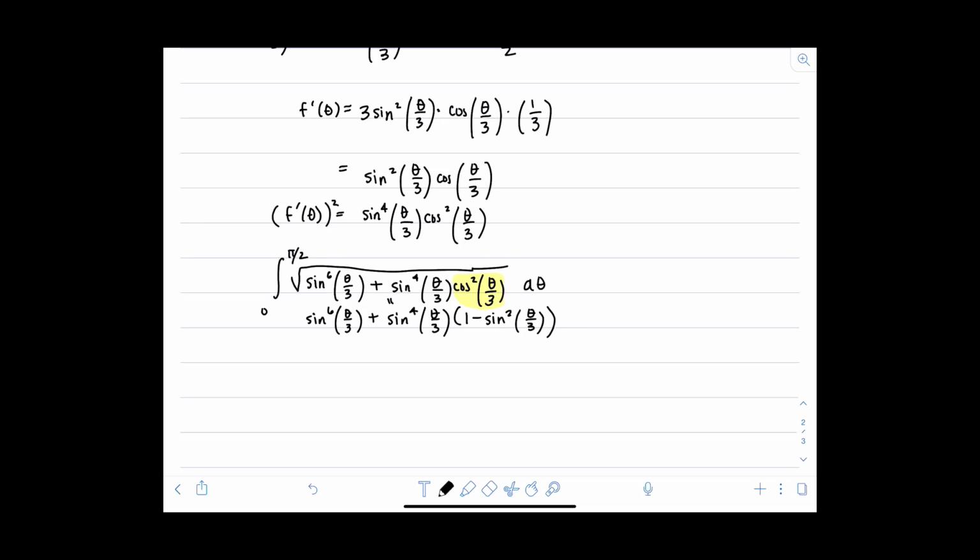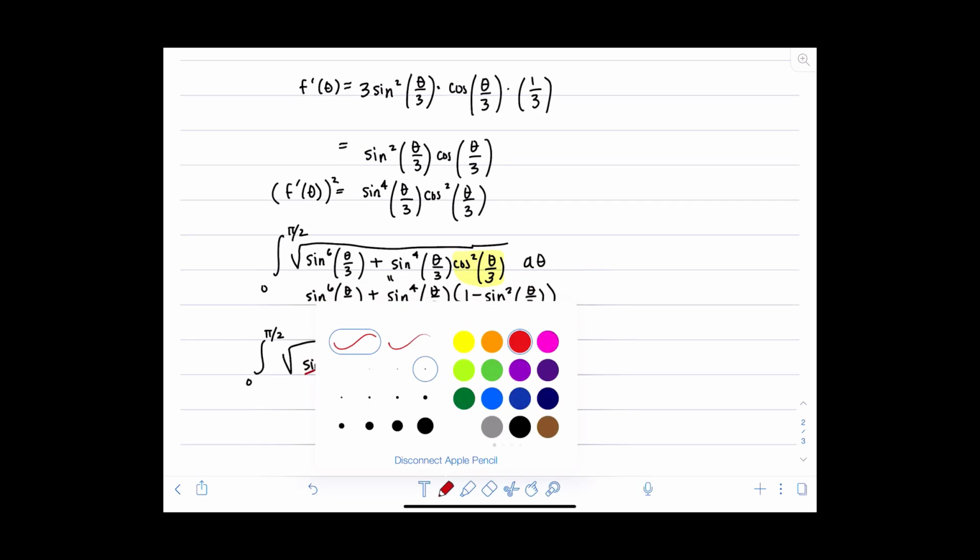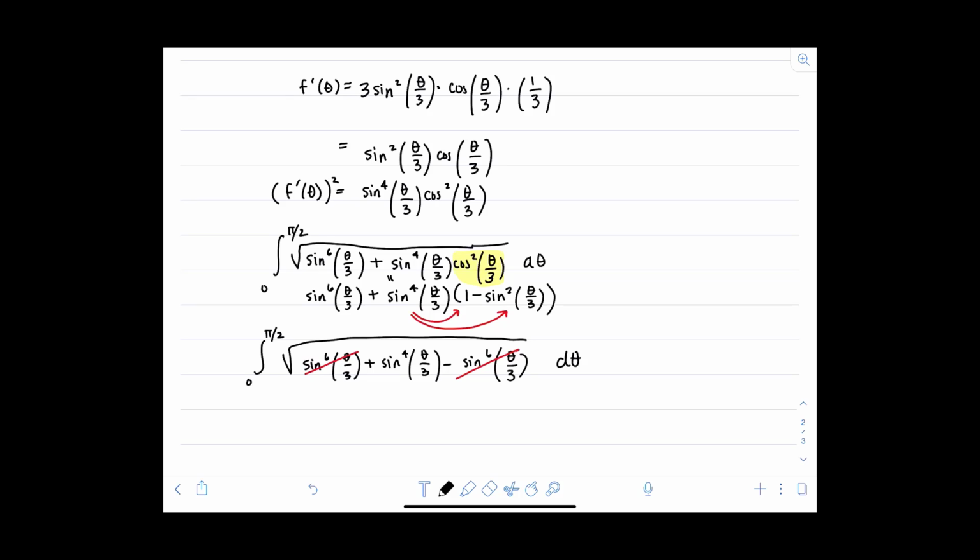Okay, so let's clean up what's inside the radical. Looks like when we distribute, we're going to get sine to the fourth theta over 3 positive, and we're going to get minus sine to the sixth theta over 3 when we distribute that term out. So when we clean this up, all inside the radical, we're going to have a sine to the sixth plus sine to the fourth minus a sine to the sixth. And check it out, sine to the sixth, sine to the sixth cancels. So when I compute this square root, I'm taking the square root of sine squared, and I'm going to be left with sine squared.